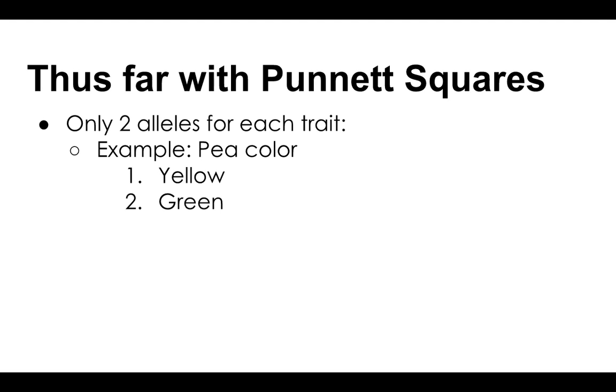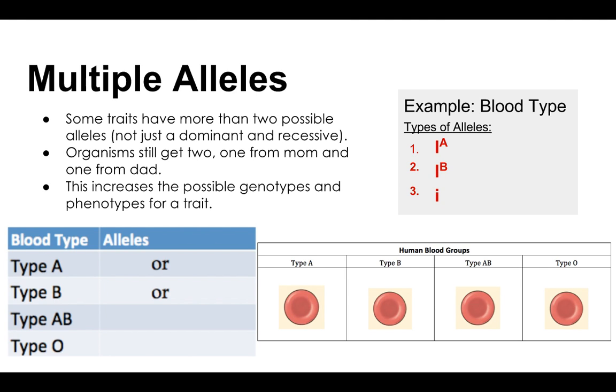So thus far with Punnett squares, we've really been talking about traits where there's just two alleles for that trait. So what do I mean by that? Well, with pea color, you could either have yellow or you could have green, and there's just two options there. All right, but there's plenty of other traits where you have more than just two options. So for an example, blood type. You could have three different types of alleles for blood type.